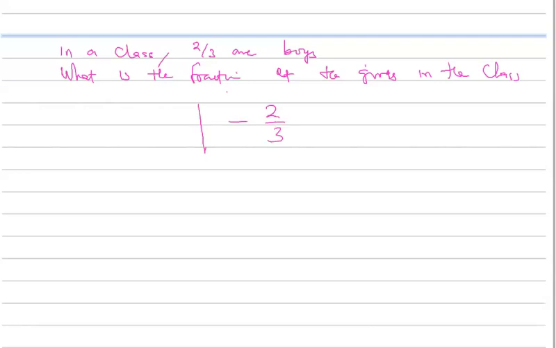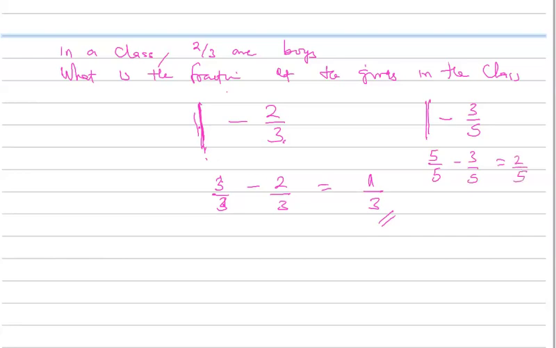So when they tell you it's 1, sometimes it means 3 out of 3. So you go 3 out of 3 minus 2 over 3. That gives you 1/3. Easy. That's it. So when you see 1, you know it means 3 over 3, because 3 divided by 3 is 1. If it's 1 minus 3 over 5, this one will be 5 over 5, minus 3 over 5, that gives you 2 over 5.